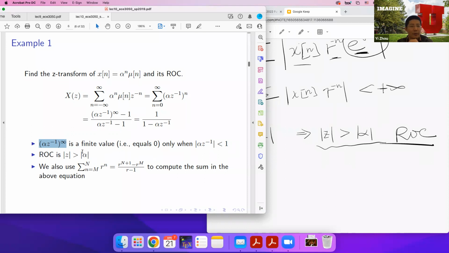Therefore, the conclusion is that this is the ROC, and within this ROC, the Z transform simply becomes, we can ignore this term because it diminishes to 0. So it is simply 1 over 1 minus alpha times z to the power of -1.